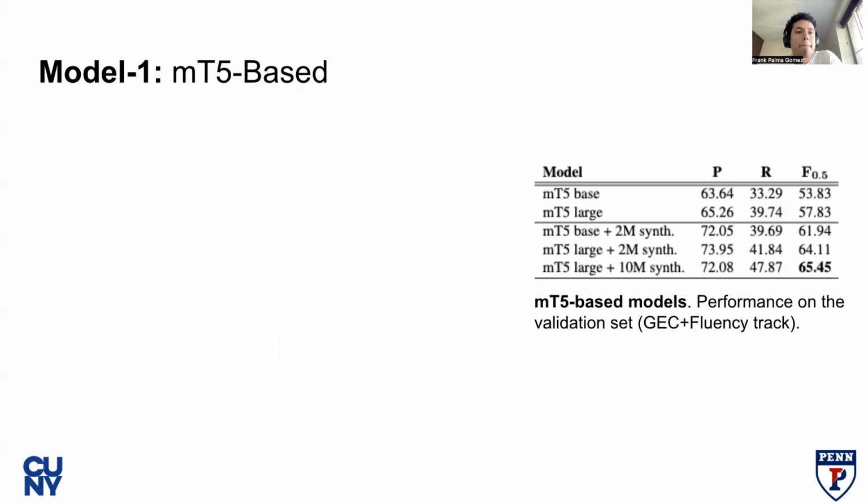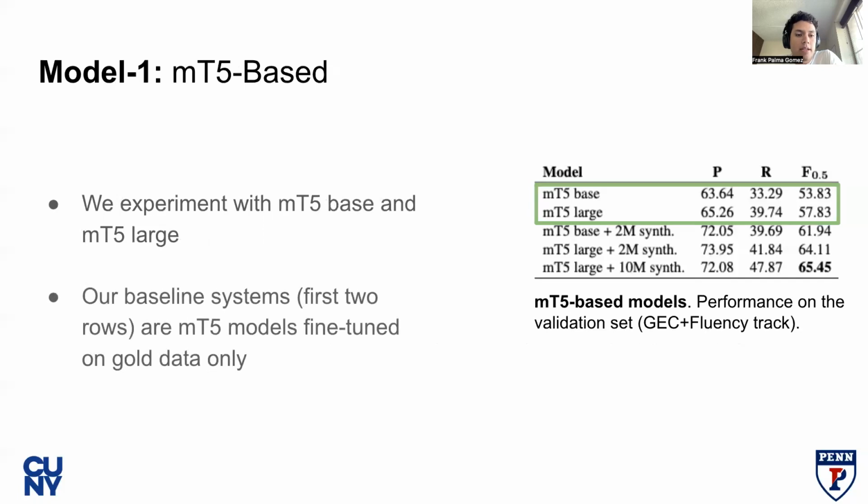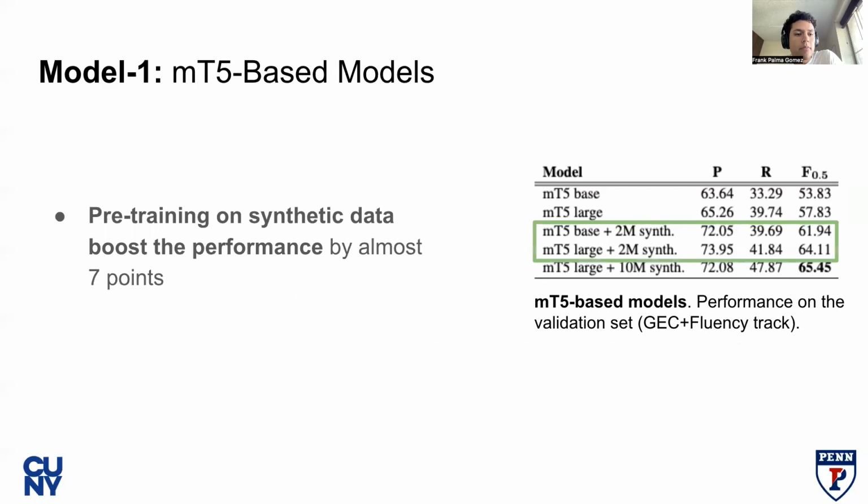Now I'll discuss the performance of our models. In our first approach, we experiment with MT5 base and MT5 large. Our baseline systems, the first two rows, are MT5 models fine-tuned on gold data. MT5 base achieves a score of 53.83, and MT5 large scores a 57.83. We then grab an off-the-shelf MT5 and pre-train it with 2 million synthetic examples. These synthetic examples were generated with spell-based transformations.